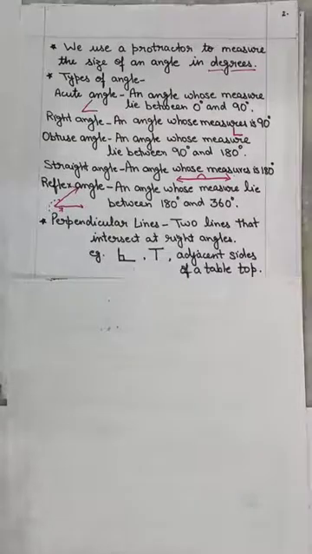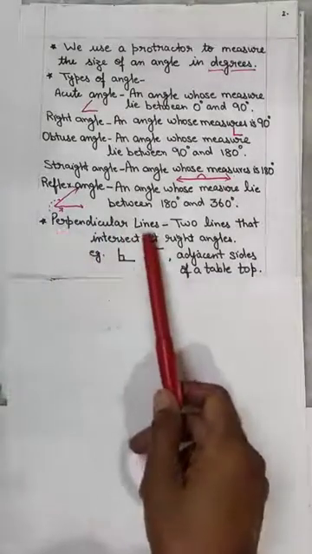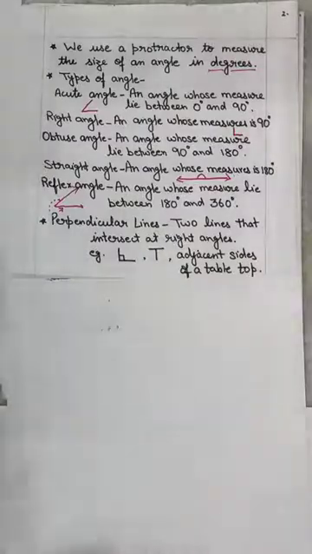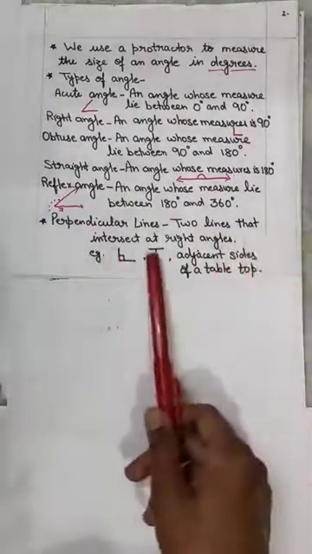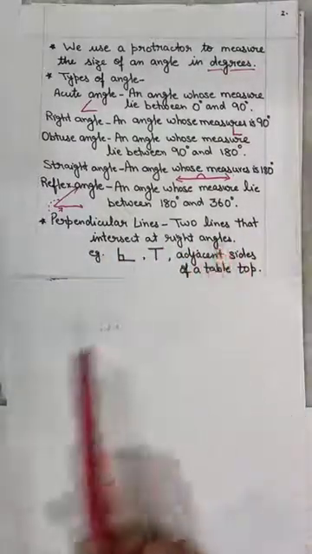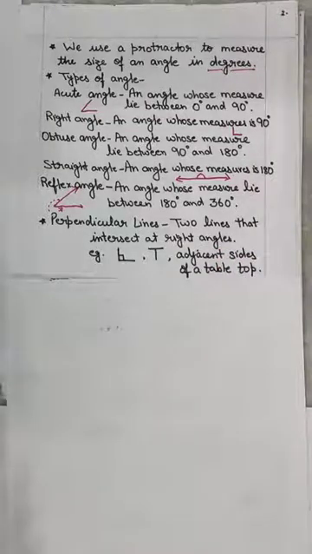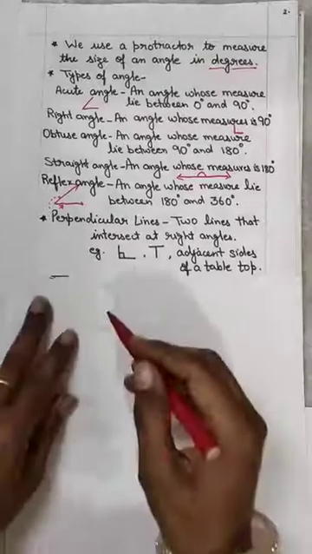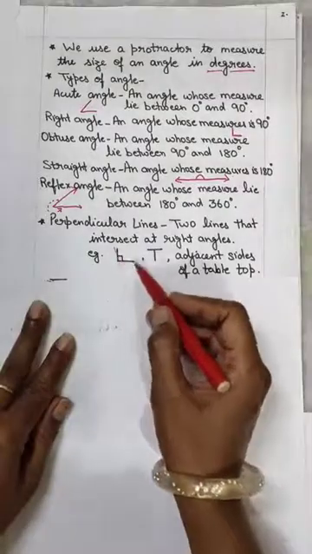After that we have done perpendicular lines. What are perpendicular lines? Two lines that intersect at right angles. When two lines intersect each other at a right angle, then we can say that they are perpendicular to each other. See, these are the examples of right angle.